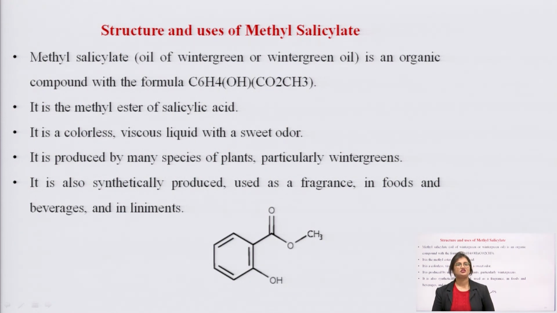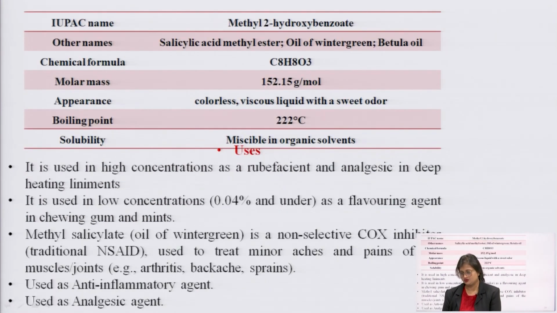Next structure, methyl salicylate. It is a methyl ester of salicylic acid produced by many species of plant, particularly wintergreens. It is also synthetically produced. It is used in high concentration as a rubefacient and analgesic in deep heating liniments. It is used in low concentrations as a flavoring agent also. Methyl salicylate is a non-selective COX inhibitor. It is used as an anti-inflammatory agent and an analgesic agent.